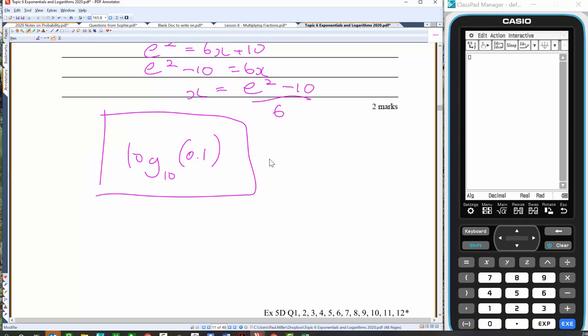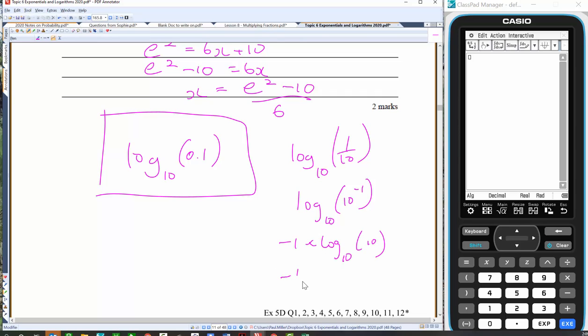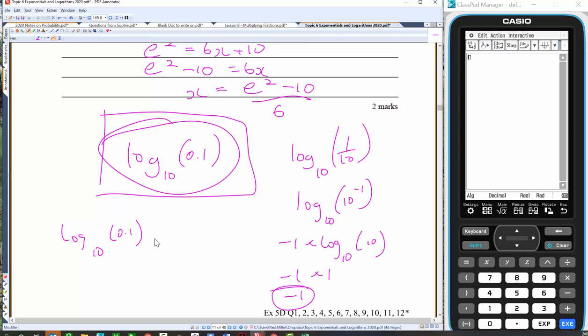Now, how do we know? Well, 0.1 can be written as 1 on 10. Log base 10 of 10 to the negative 1. I'm just rewriting these using my log laws here. Negative 1 times log base 10 of 10. Log base 10 of 10 is just 1. That's negative 1 times 1, which equals negative 1. So log base 10 of 0.1 is actually a fancy way of writing the number negative 1.